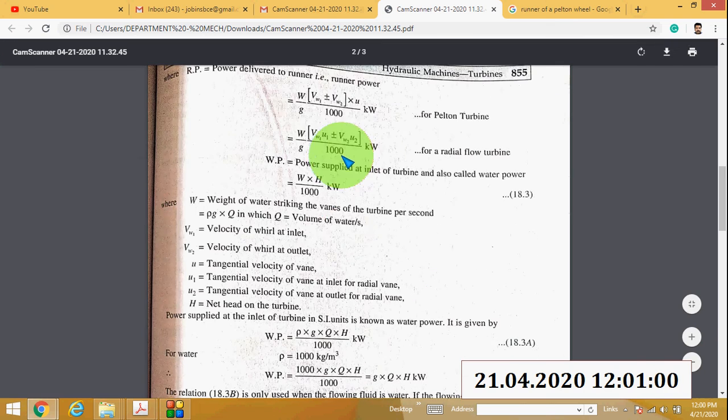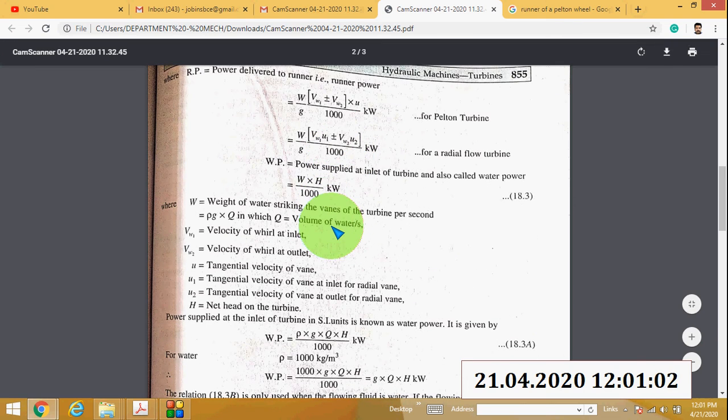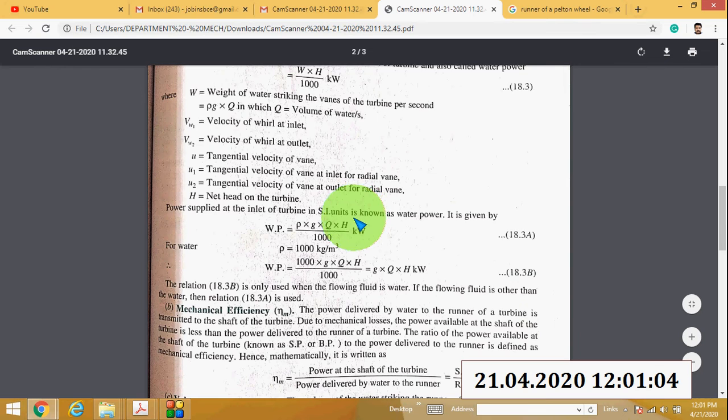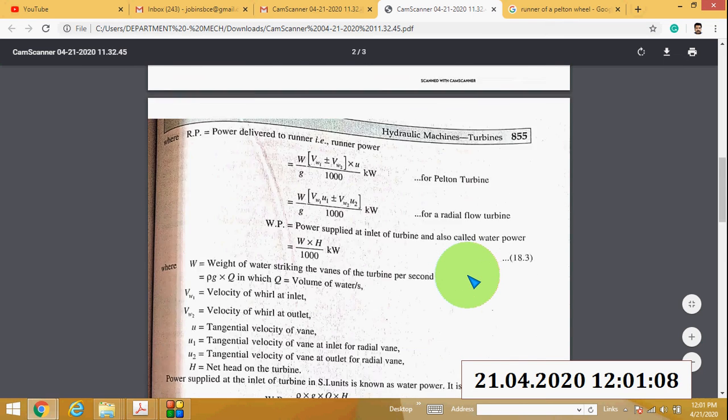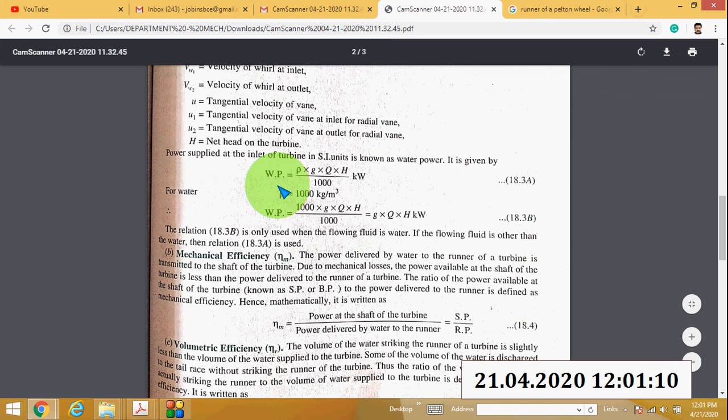Then there are some equations. These equations we use while solving problems. At present just see this. What is the equation of runner power of a Pelton turbine, a radial flow turbine? Then the equation of water power is rho g Q H by 1000.